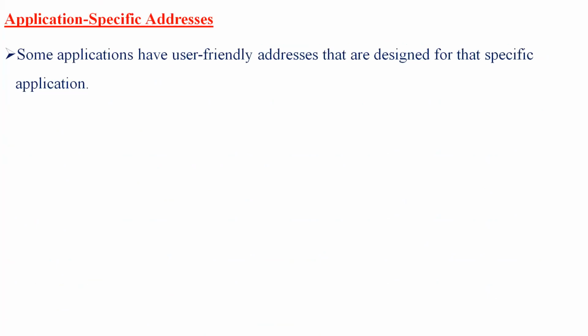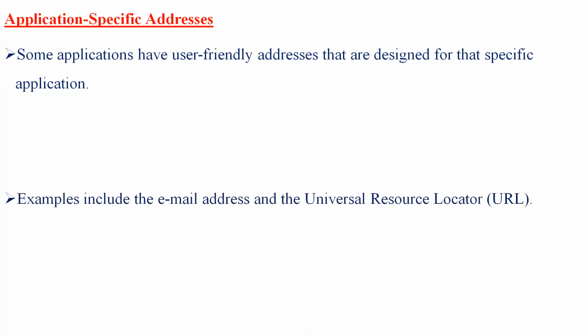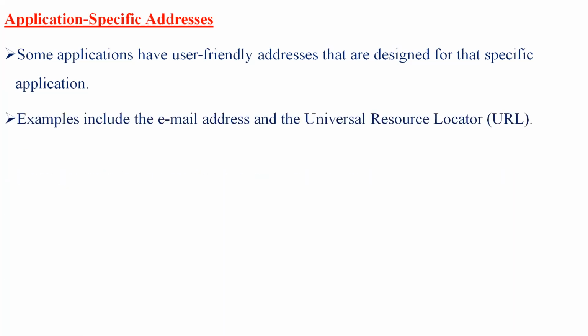So next we have the application specific address. Based on an application, we will specify an address. Some applications have user-friendly addresses that are designed for a specific application. Such addresses are called application specific addresses. For example, it includes an email address. Each and every email address is unique, right? So an email address is a major example of an application specific address.